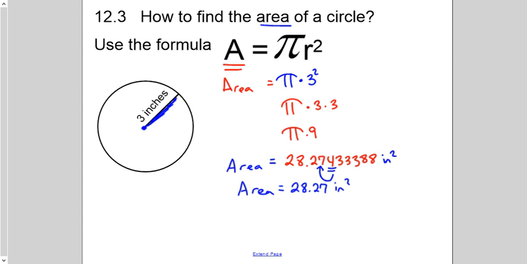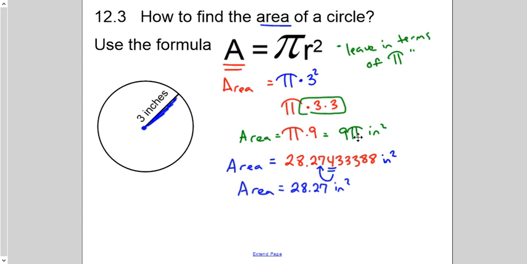Now, if there was a little caveat in the directions that said leave in terms of pi, if this literally was told to you in the question, then technically what you would do is you would just multiply your radius by itself, and you would go, oh, okay, no big deal. The area is, write the number first, and pi goes right behind it. You'd say it's 9 pi inches squared. That means you just leave pi in your answer right there.